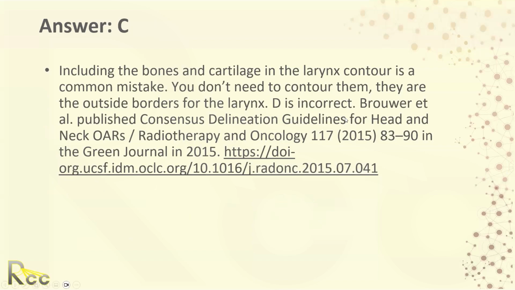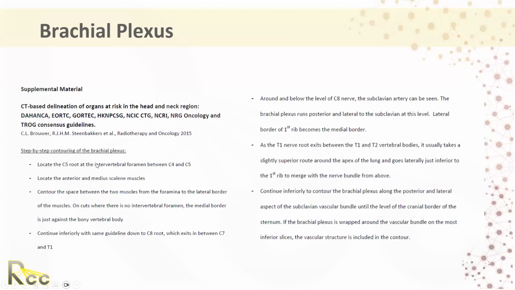You're going to have access to the slides and these references. These are important references to keep in your file with the atlas, because it takes a lot of practice when you're drawing the organs at risk. Certain ones like the larynx are very straightforward, but the pharyngeal constrictor muscles or brachial plexus take time and practice. That's why I wanted to bring out that they also have another supplement on the brachial plexus.